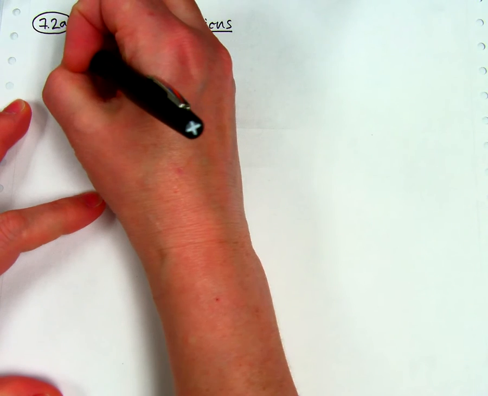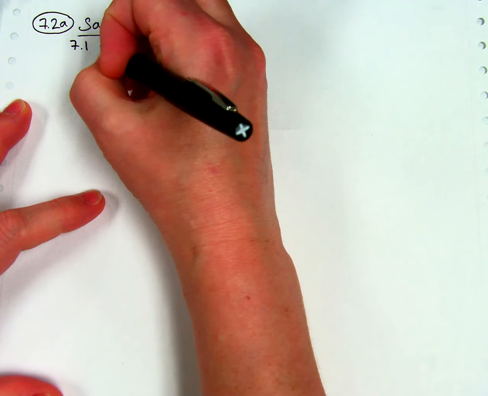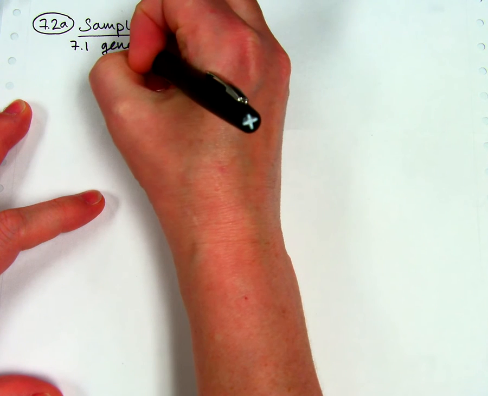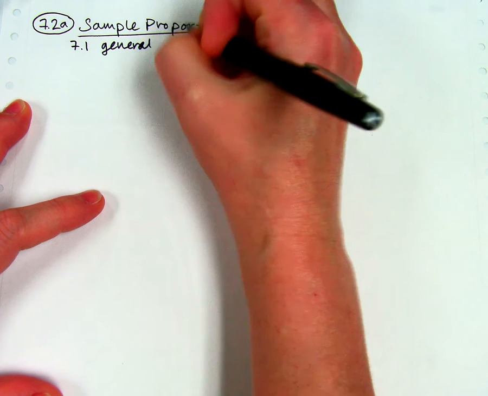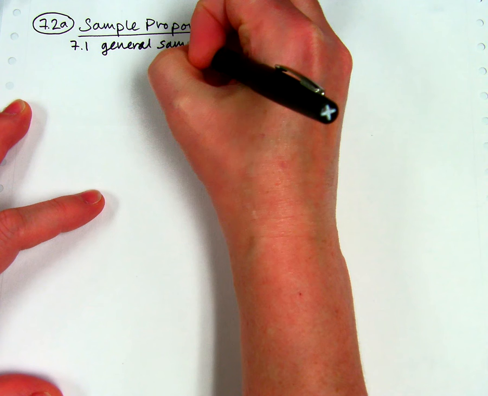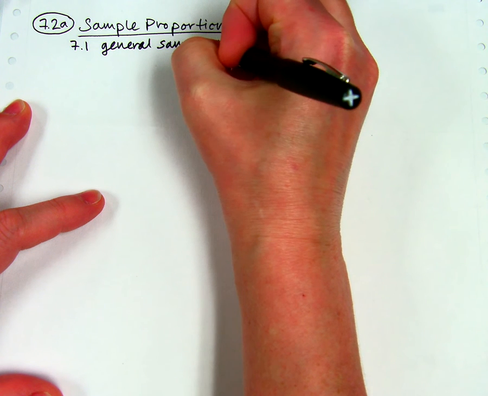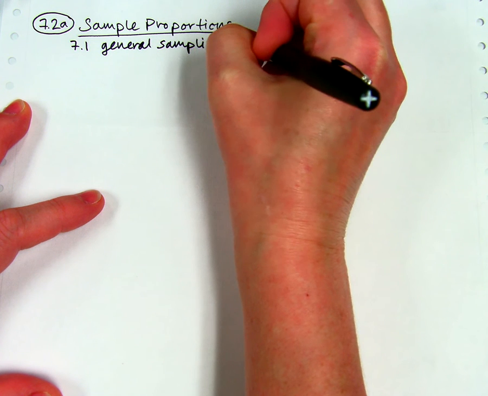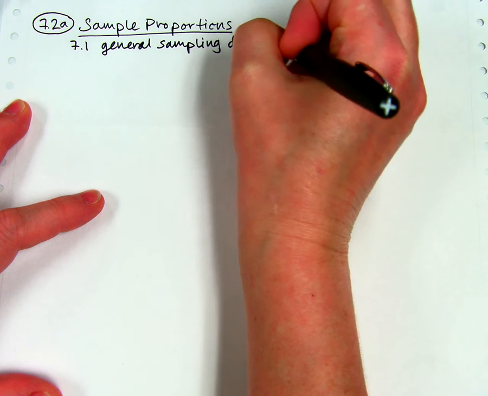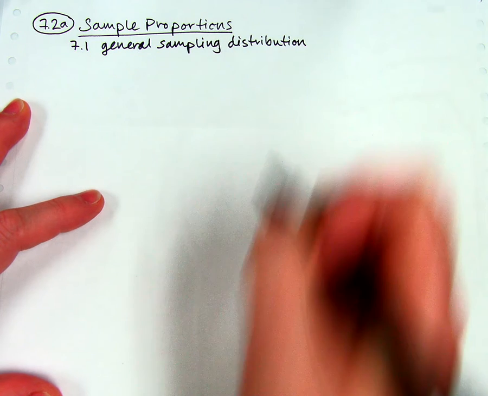So a reminder that in 7-1, we did general sampling distributions. The main point was to learn what a sampling distribution is. And so we looked at lots of different possible statistics and tested out what happens if it's a mean, what happens if it's a range or a max, or which ones are biased, and all of that was in 7-1.